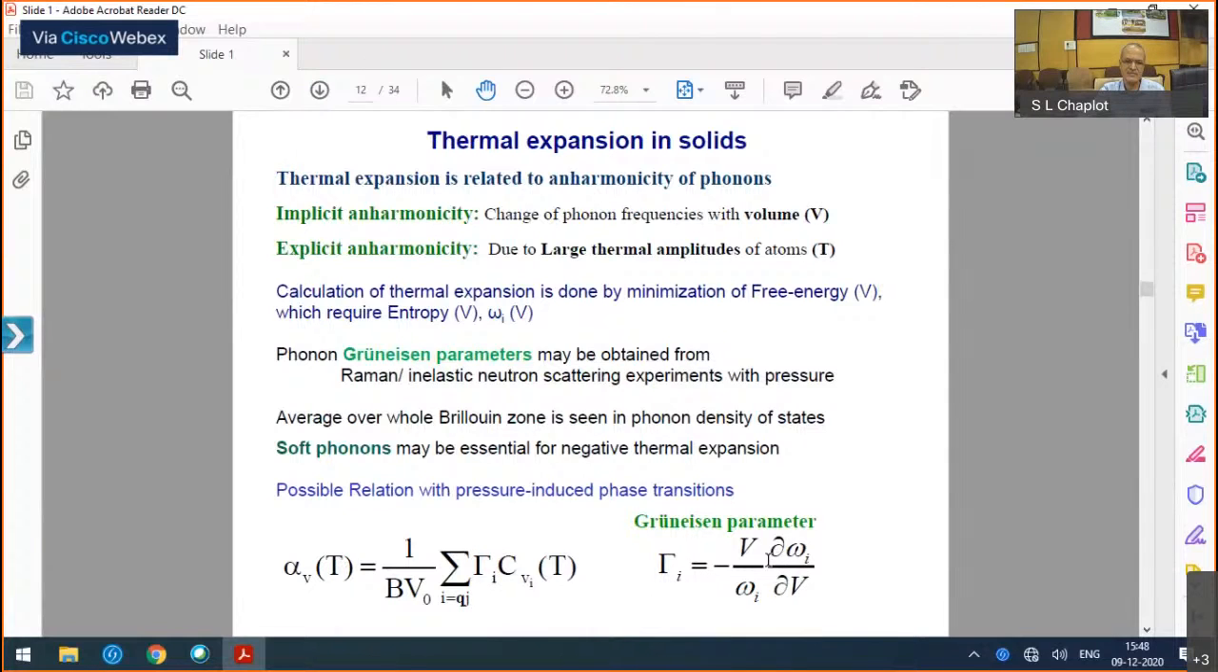Again, a lot of work has been done on this. Sometimes it's very important to have the Grüneisen parameter of each and every phonon separately, because it's possible that a very small number of phonons have a very large anharmonicity, and that is very important to understand how the specific anomalous expansion occurs. So normal expansion is positive, but a number of solids have anomalous expansion, including negative expansion and so on.